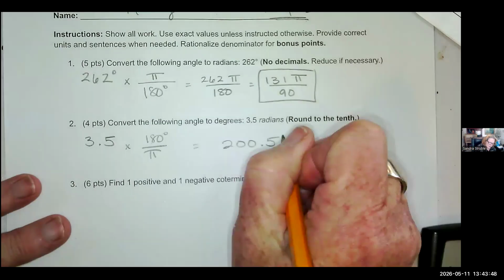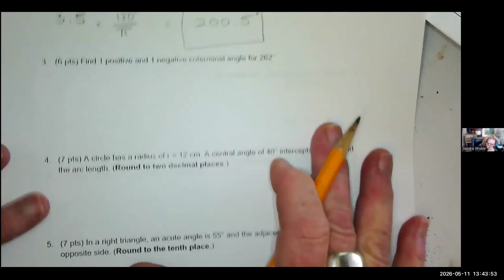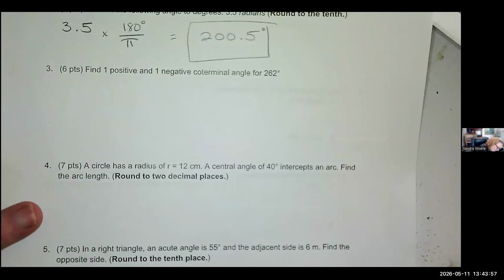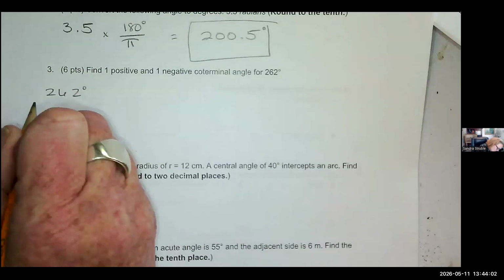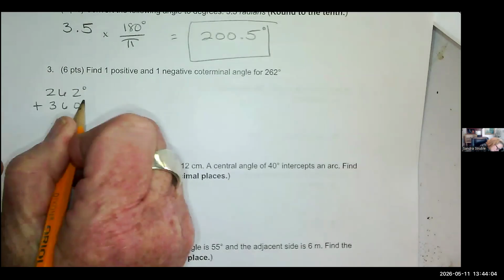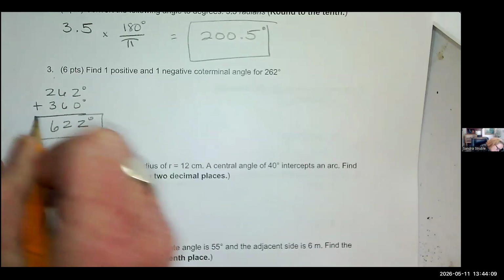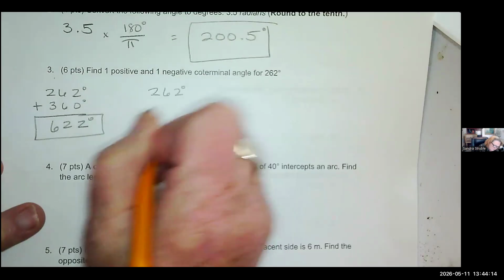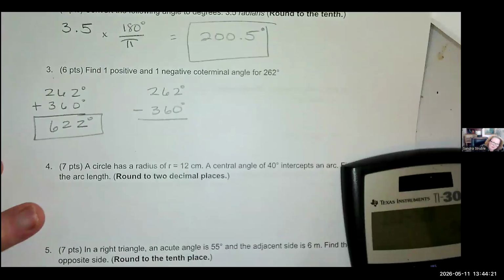All right, next one is find one positive and one negative coterminal angle. Pardon me. So 262 degrees. To make another positive, add 360 degrees. So 622 degrees would be my positive. And then I need to take my 262 degrees and subtract 360. And that gives me negative 98. There's a positive and a negative.